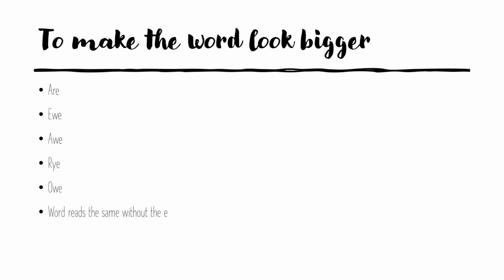And sometimes letter E is just here to make words look bigger. If you spell R, A-R, it will still say R. If you spell or, A-W, it will still say or. So the E just makes it look bigger.